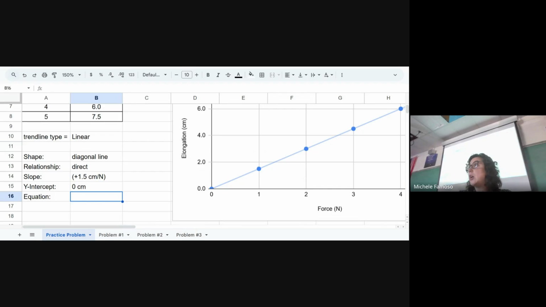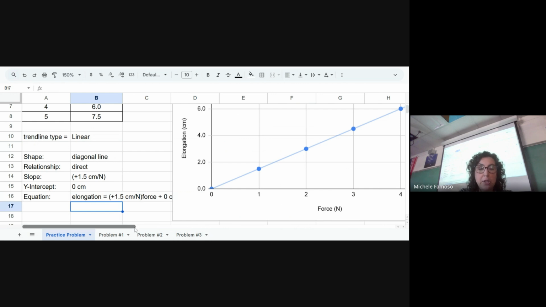All right, now we have to write our equation. Remember, we're not going to write y equals mx plus b, and we're not just going to copy what's on the Google Sheet equation exactly. We have to modify it. What variable's on the y-axis of this graph? Elongation. So we're going to start by typing elongation equals. Now we're going to put our slope, again in parentheses, positive 1.5 cm over N. The x variable we can see is the word force, so we put the word force there, plus, and then we add our y-intercept, 0 cm. Now we hit enter, and there it is.